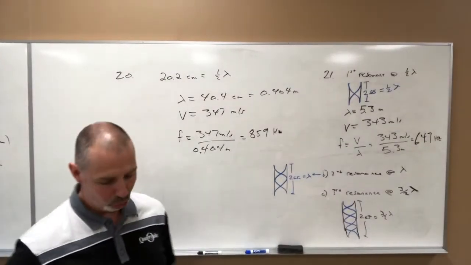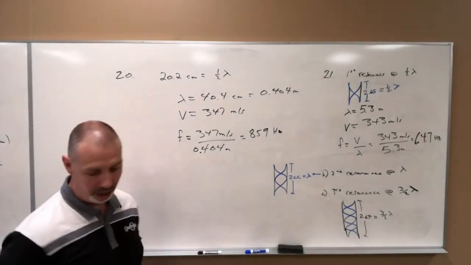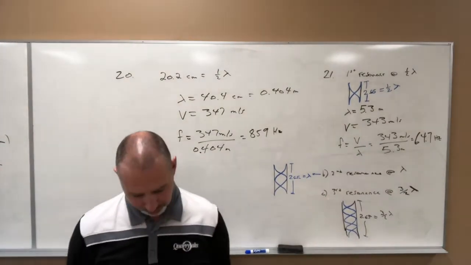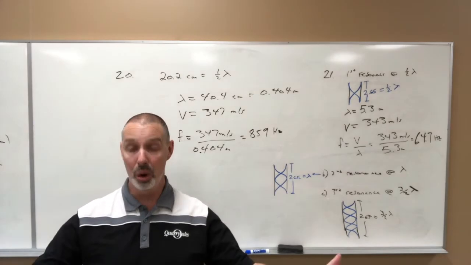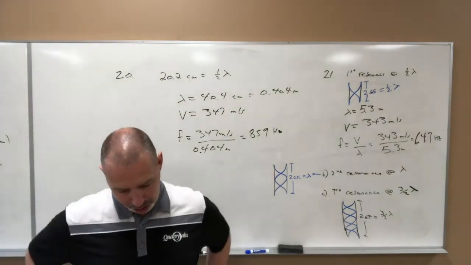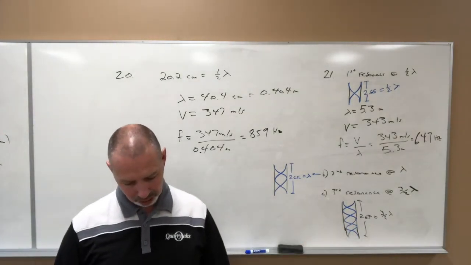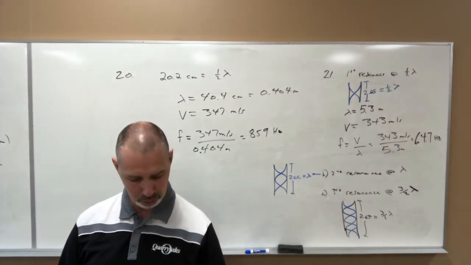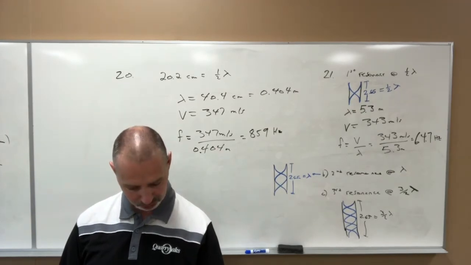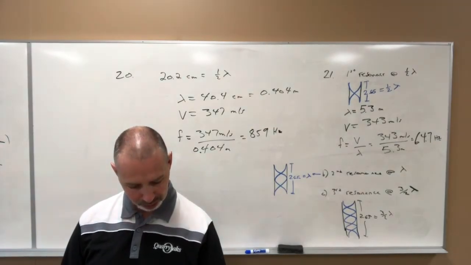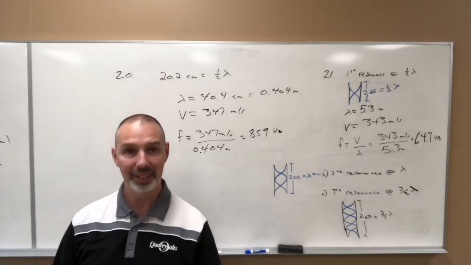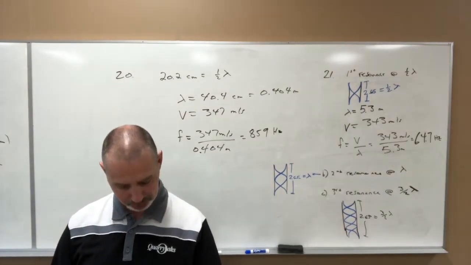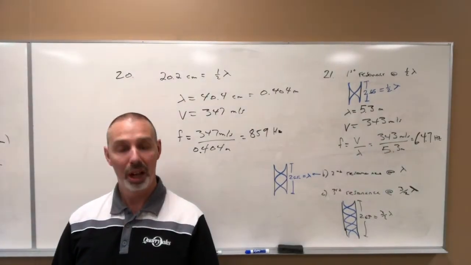All right, so question 20 tells us that we have a frequency of a tuning fork that is unknown. We don't know this one, but we have an air column at 27 degrees Celsius, and we find that the resonances are spaced by 20.2 centimeters. What is the frequency of the tuning fork?